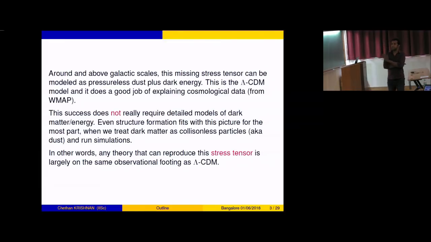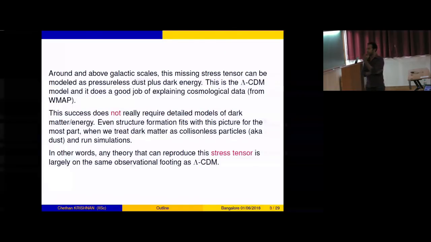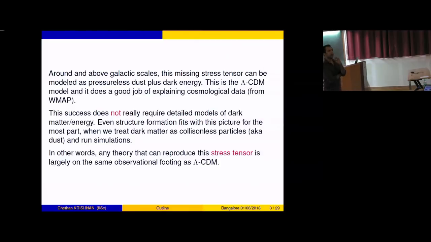One thing I would like to emphasize is that this success does not really require detailed models of dark matter and energy. Even structure formation, which is usually done through intense simulations on computers, assumes that you start with some collisionless particles, which are models for dark matter, a dust basically. Dark matter is basically just dust, which means there's no pressure and no interaction. So you run that through cosmological timescales, and then you find that structure forms as we kind of expect. There are some mismatches here and there, but overall it works.